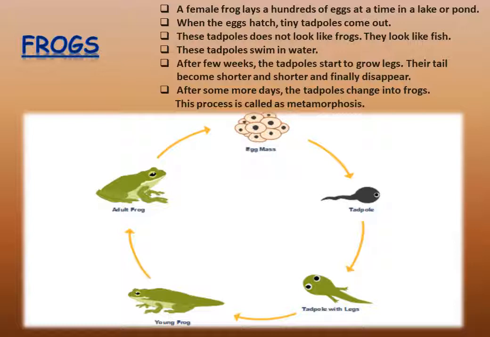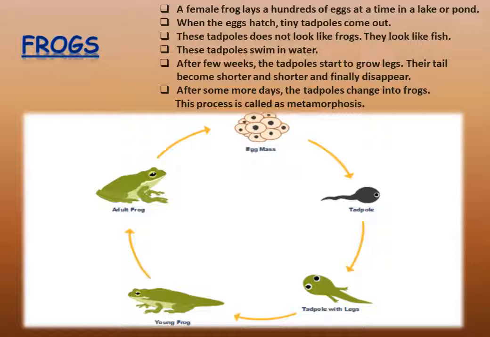You can see the second image. In the first image, you can see lots of eggs, hundreds of eggs are there. Then from each egg, a tadpole will come out. That's a new term, tadpole. The tadpole will come out. If you have been to a river, then you can see tadpoles there.